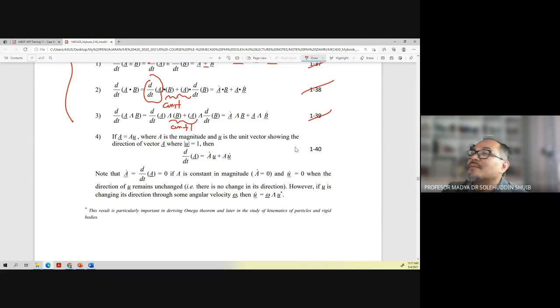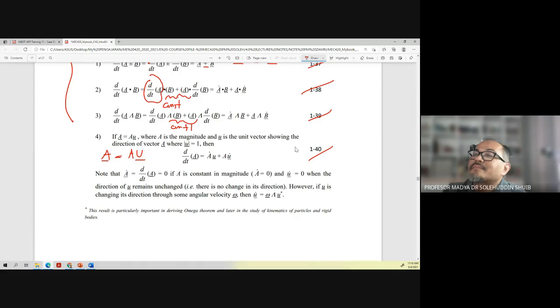And the last one, for magnitude and unit vector, here you have vector A equal to magnitude times unit vector. Same thing you need to do. You differentiate A with respect to time, and then U becomes constant, and for the second part, A becomes constant and you differentiate U. So you get A dot U plus A, which is the magnitude, times U dot.